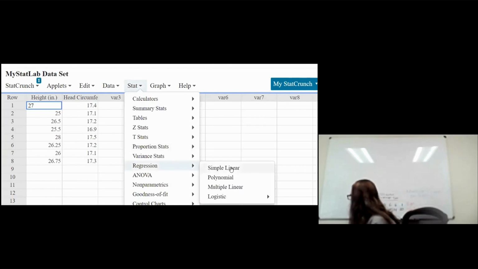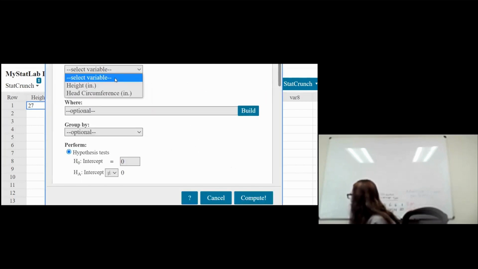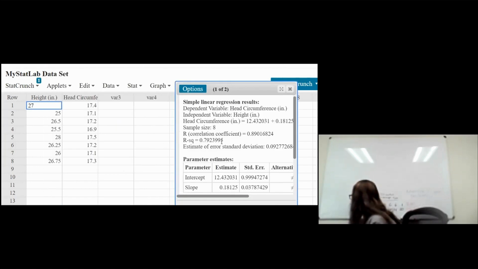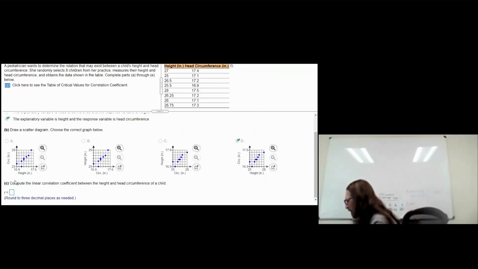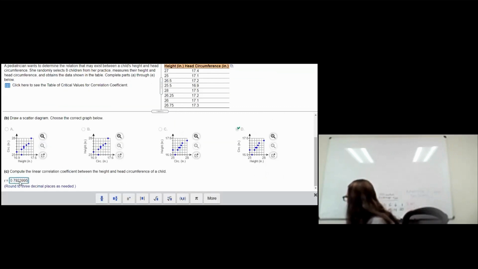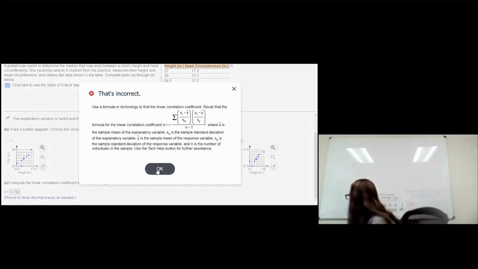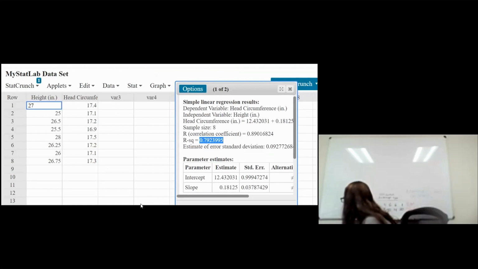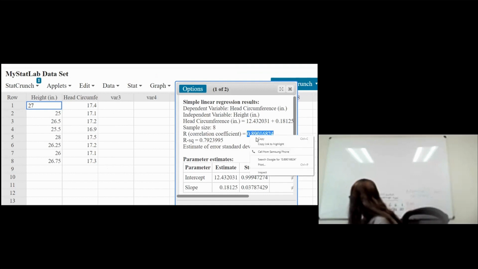Now I'm choosing this to come up with the value of the correlation coefficient R. That very first choice is the one we want. Once rounding to 3 places. You want to pick R, not R squared.